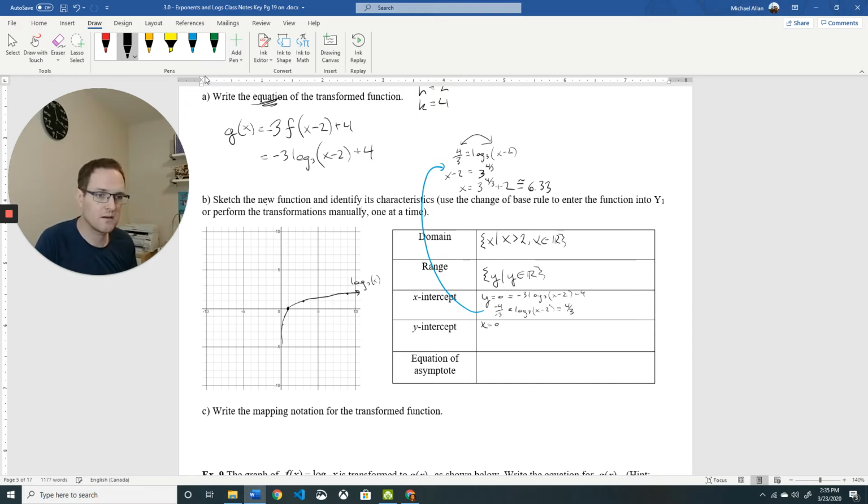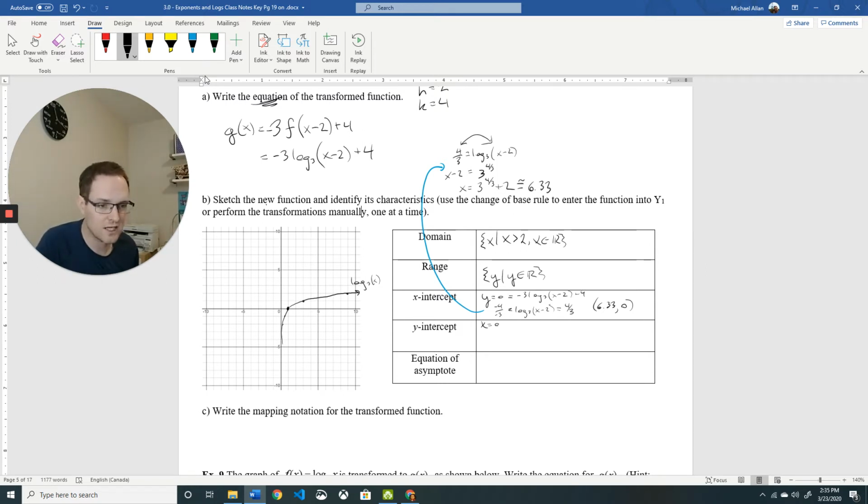6.33. It's approximately that. Okay, so 6.330 approximately. What it should be. We're going to do the same thing. We're going to make x equal to 0. I can only hazard a guess that because we move this graph over to the right, it's not going to cross the y-axis. Only if we moved it to the left would it cross that axis.